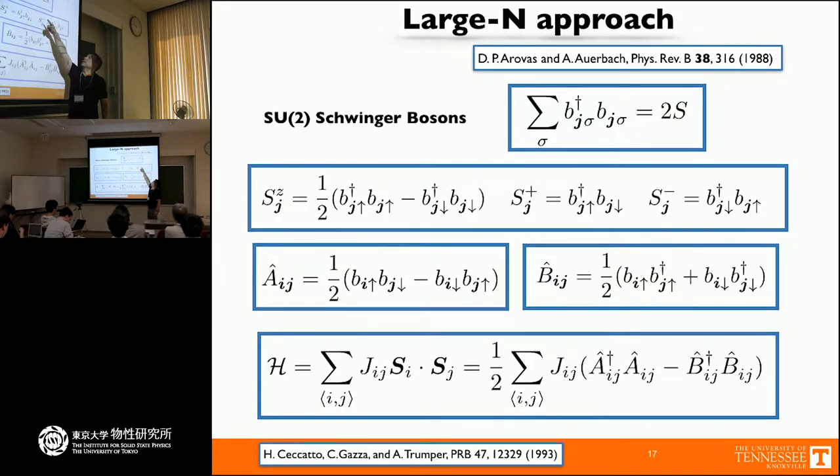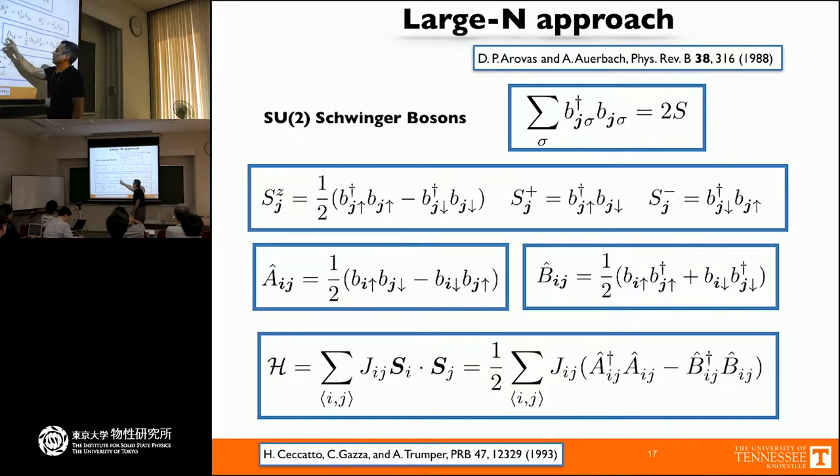And the constraint is simply that the number of bosons is 2S, right? For SU2 Schwinger bosons, there are two flavors, up and down. So for instance, if the spin is 1/2, 2S is 1, which means that we should have exactly one boson on every single site. And then in the mean field Schwinger boson approach, what is typically done is you introduce these operators. The Hamiltonian will be, of course, quartic in the Schwinger bosons if the Hamiltonian is bilinear in the spin operators. So you need some kind of decoupling of the Hamiltonian to do a mean field.